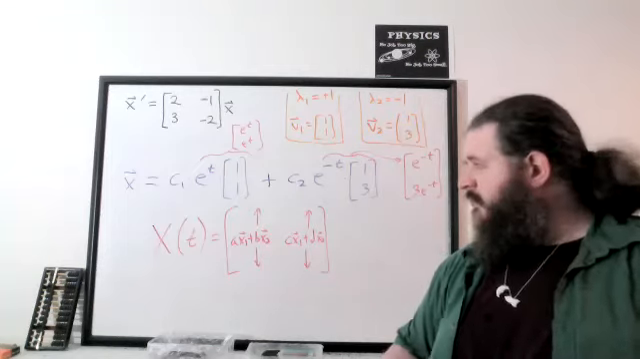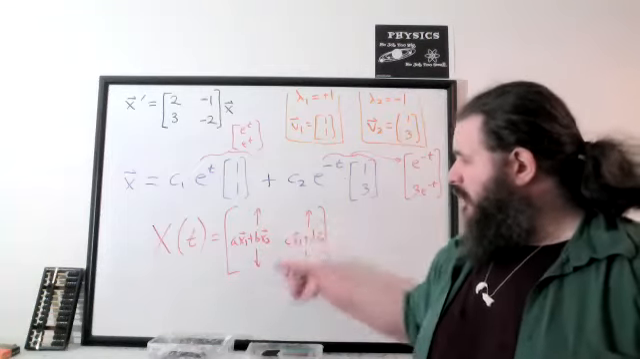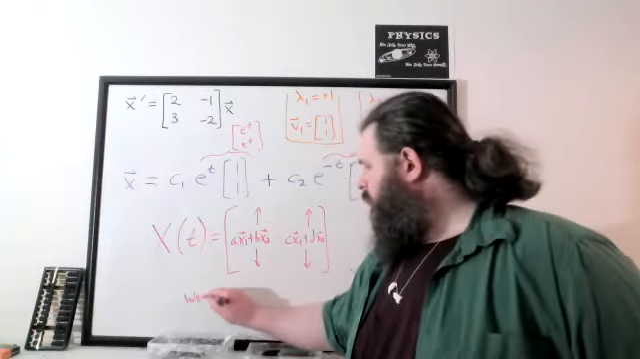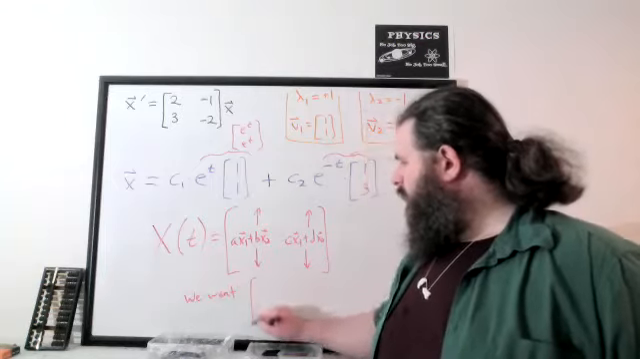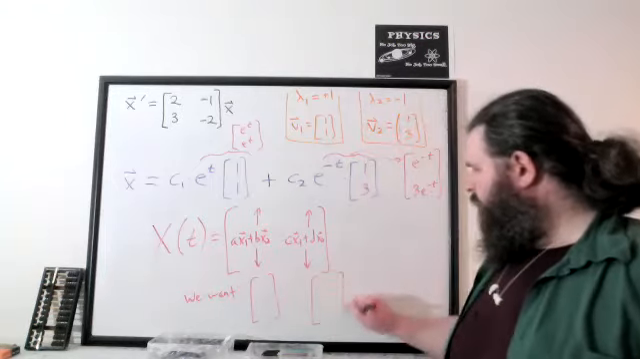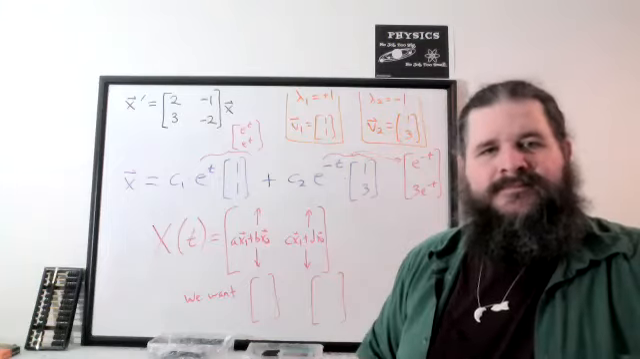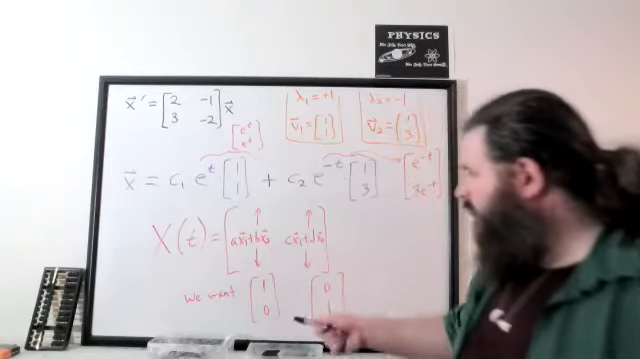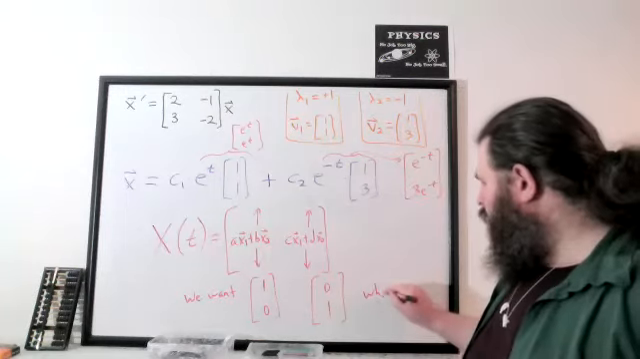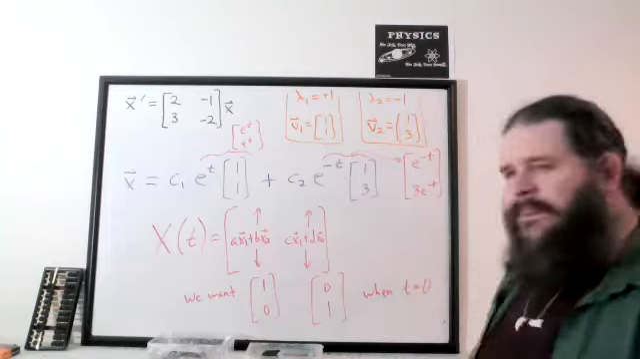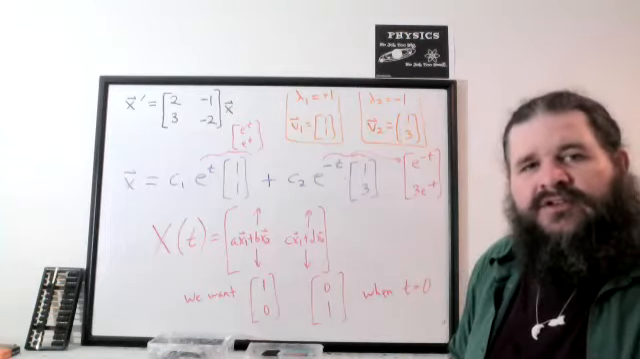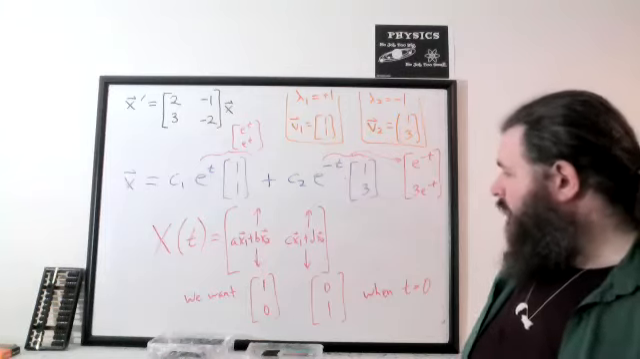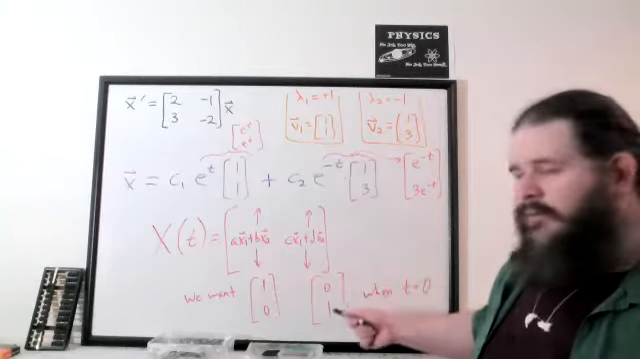But one thing we want here: we want the columns to become the columns of the identity matrix if t is 0. And what are the columns of the identity matrix? 1, 0, and 0, 1. Yeah, we want these columns to turn into 1, 0 and 0, 1 when t is 0. So this is one way we could do this. We can essentially treat this as a standardized initial value problem where we get 1, 0 or where we get 0, 1.